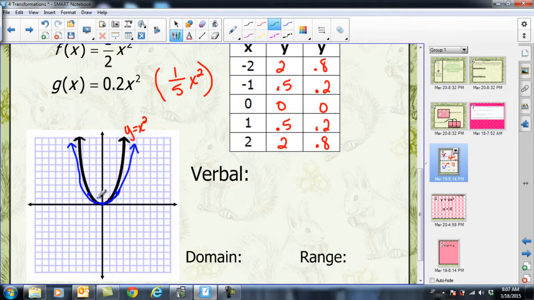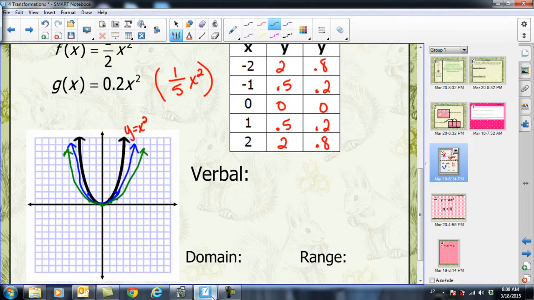So I have -2 and 0.8. And then I have -1, 0.2, and then I have 0, 0, and then I have repeats over here. And so what you should see is that that graph is also wider.